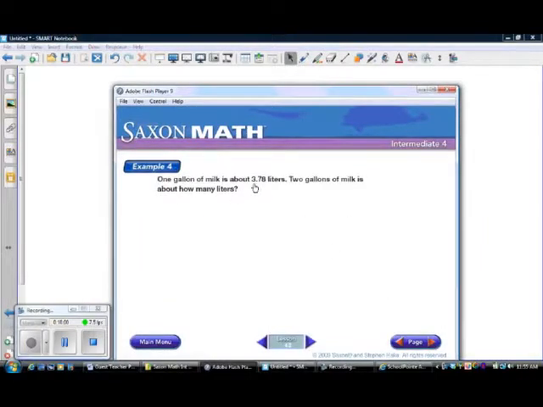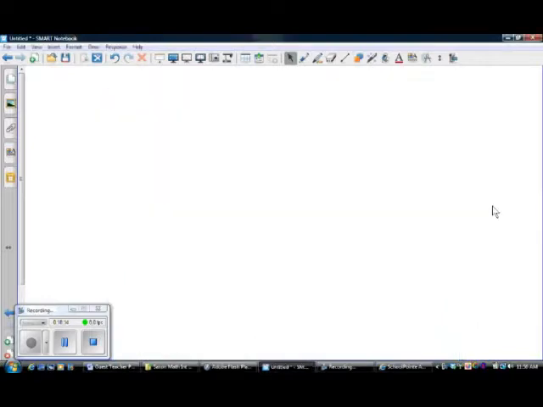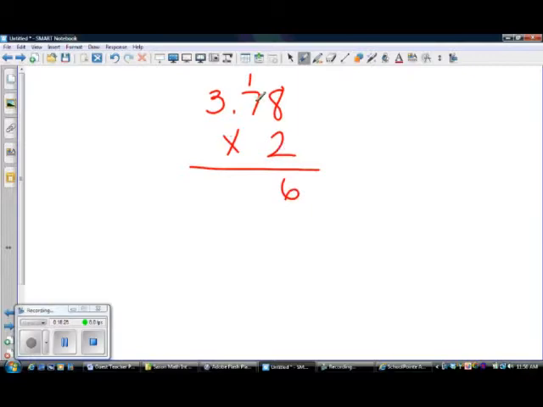One gallon of milk is about 3.78 liters, or 3 and 78 hundredths liters. 2 gallons of milk is about how many liters? So we would just add this twice. And that's what they'll show you in just a minute, but I think you're ready to just multiply. 3 and 78 hundredths times 2. 2 times 8 is 16. 2 times 7 is 14. Plus 1 is 15. 2 times 3 is 6, plus 1 is 7.